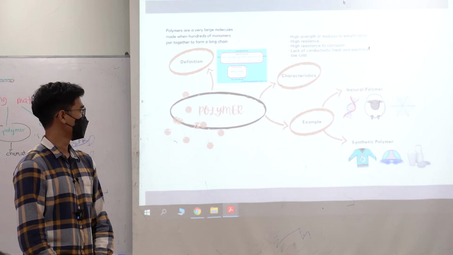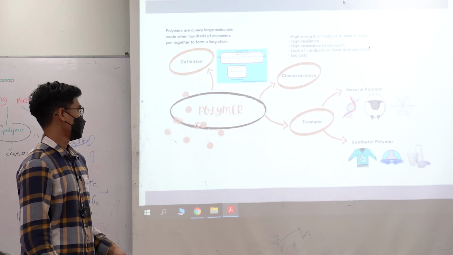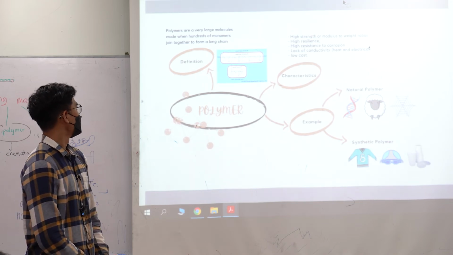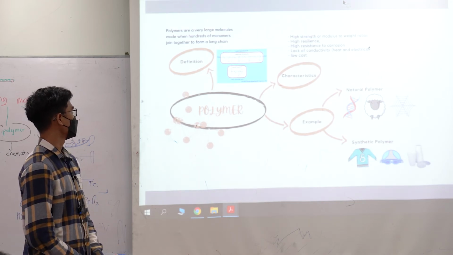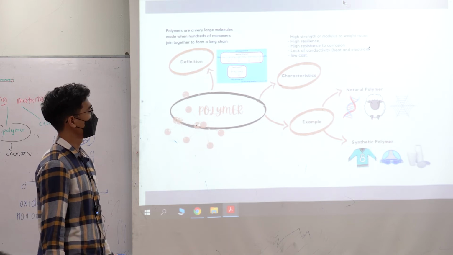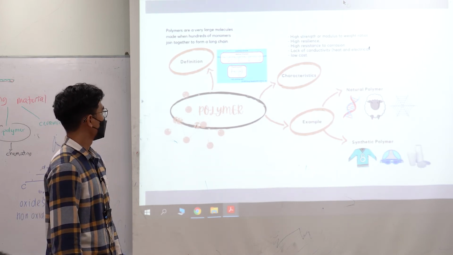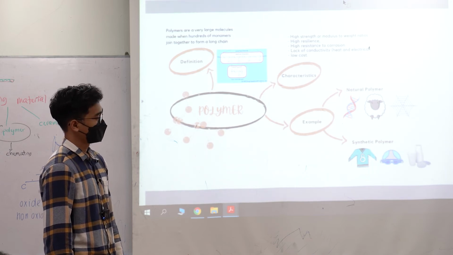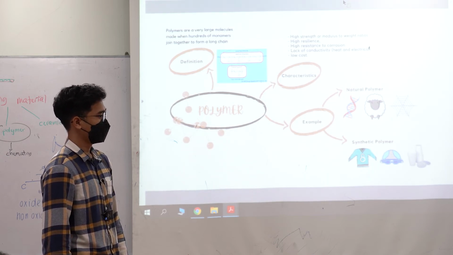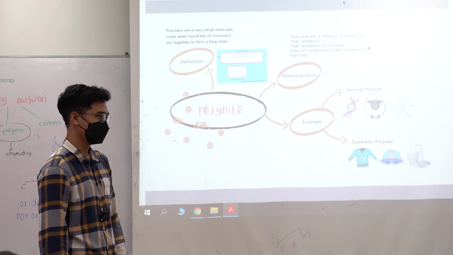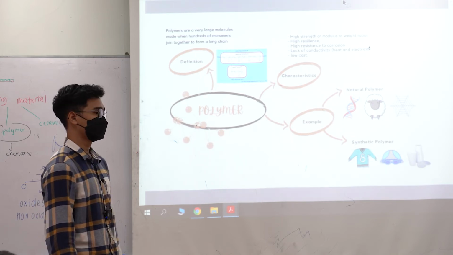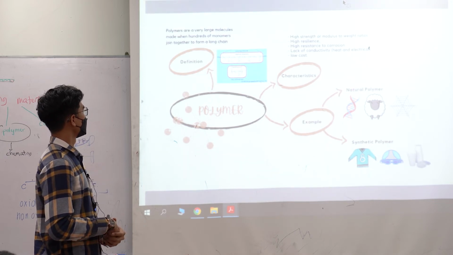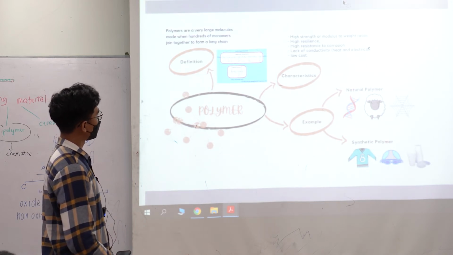I will present about polymer. Before we go deeper, let's start with the definition of polymer. Polymers are very large molecules made when hundreds of monomers join together to form a long chain. Monomers are like a string or ester, but when one makes a bond with another and creates a chain, we call it a polymer. Basically, a polymer is a bunch of monomers.